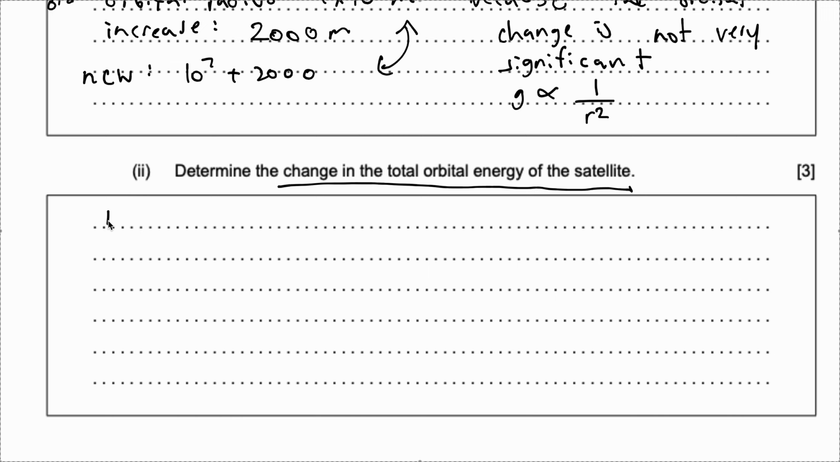So we can say the total orbital energy is basically equal to the gravitational potential energy, which is given in your data booklet, which is negative GMm over r, plus the kinetic energy. Now, the kinetic energy is just half mv squared of the object in the orbital radius. Now, it's not just any v, it is the orbital velocity. So instead of v, we can plug in the formula for the orbital velocity. In your data booklet, orbital velocity is given as the square root of GM over r. That is your orbital velocity.